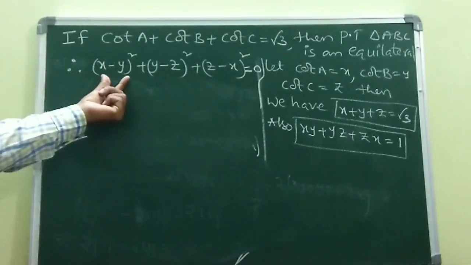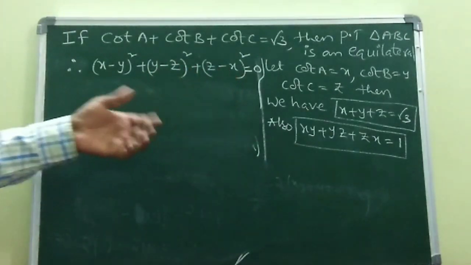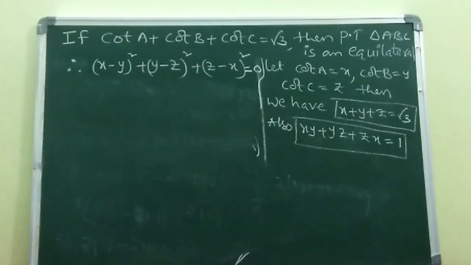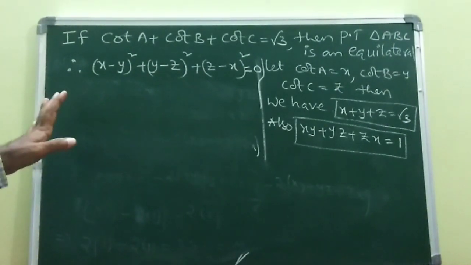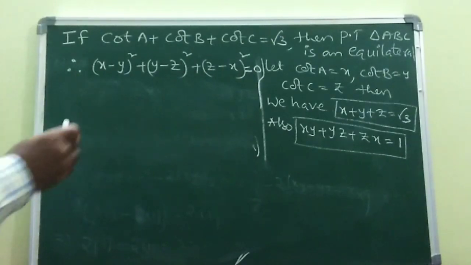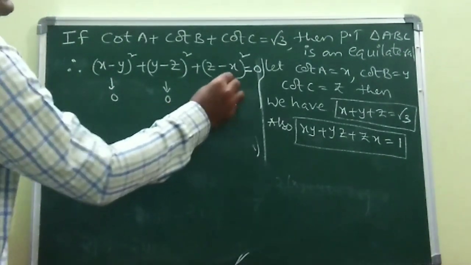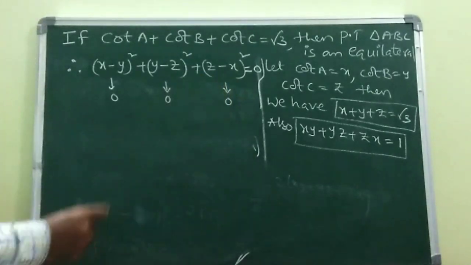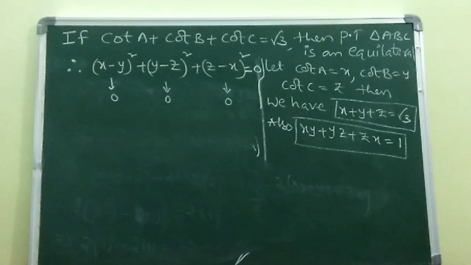This is a whole square, this is a whole square, this is also a perfect square. I mean, they can never be negative. Clearly they are positive numbers, never negative, isn't it? But their sum is 0. That indicates this must be 0, this must be 0, then this must be 0. Then only the sum of these three things can be 0.